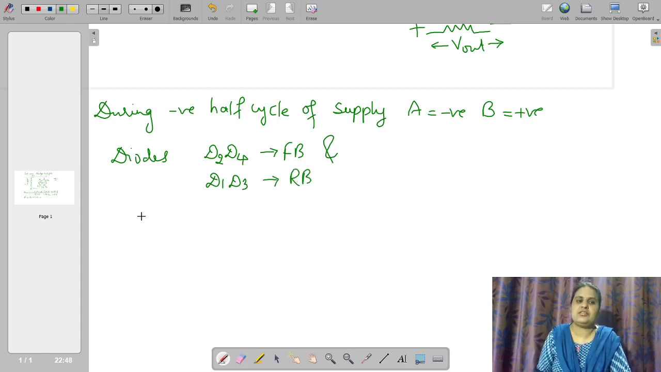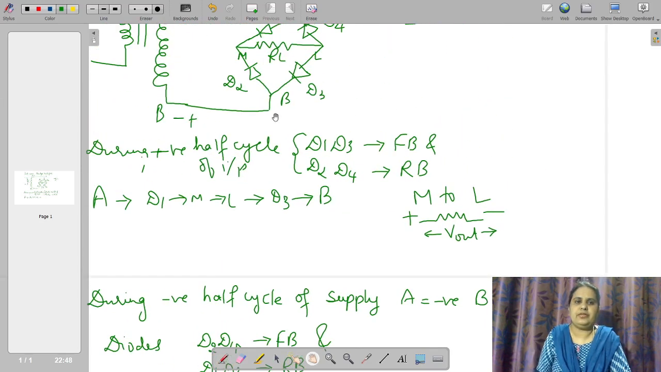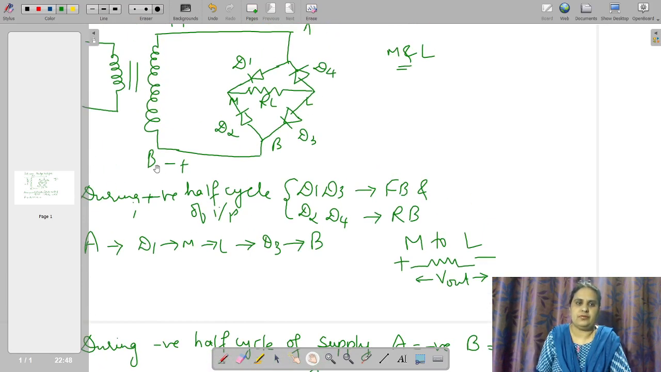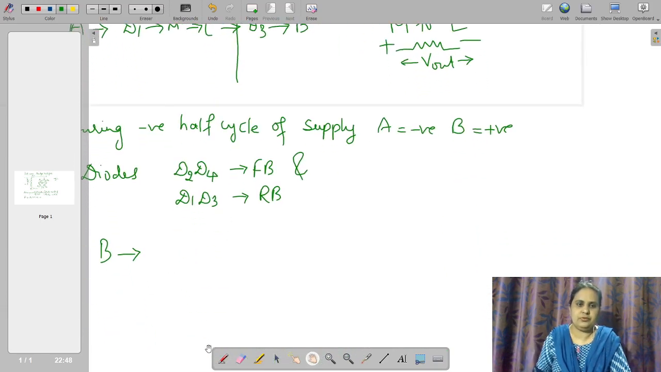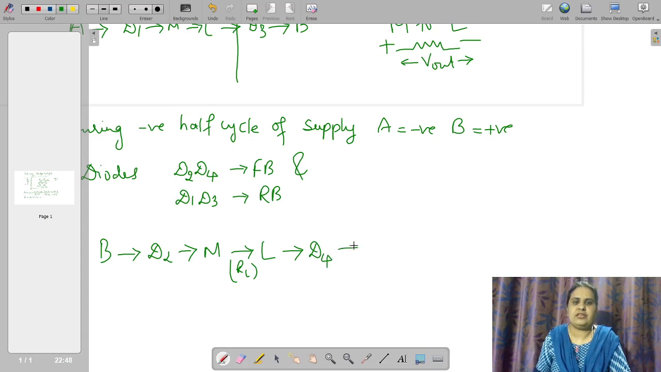In this condition, the direction of the current was from B to D2 to M to L to D4 and back to A. The same thing I will write: B to D2, D2 to M, M to L through the resistance RL, then L to D4, D4 to A.